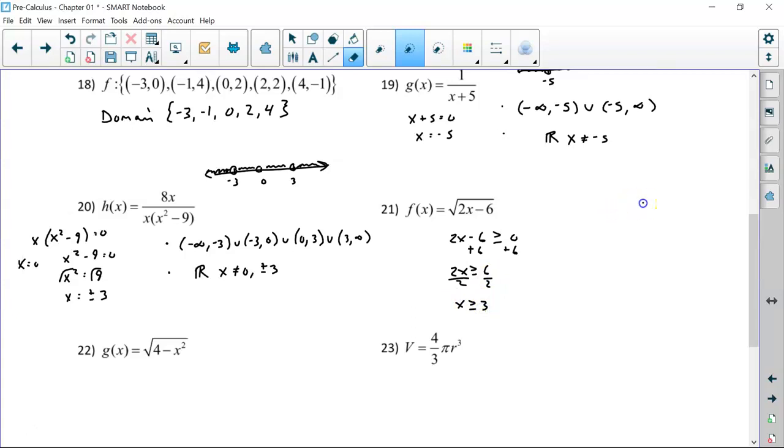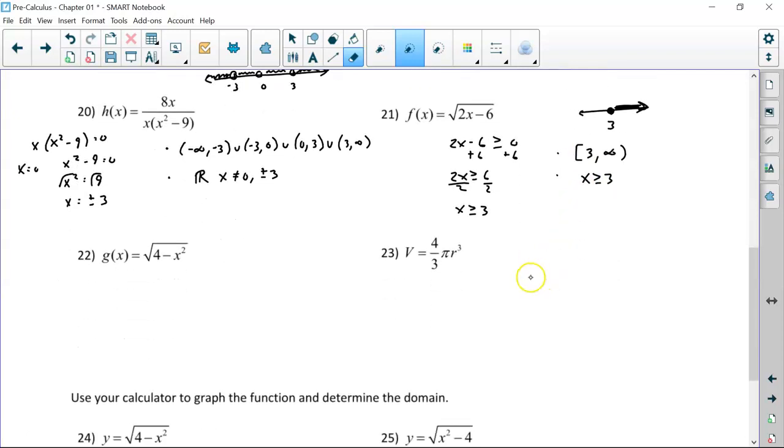So if we think about the graph for this, here's our 3. We're going to use a solid dot, and we're greater than or equal to, so we're going to go to the right. So in interval notation, we're going from 3 with a bracket, because of the solid dot, to infinity. Or traditionally, x is greater than or equal to 3. So there's our two ways to write it: the more traditional way at the bottom and interval notation up top.